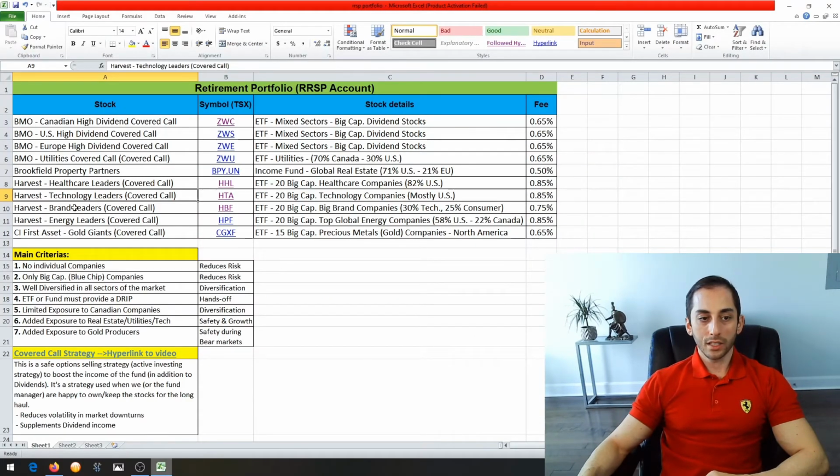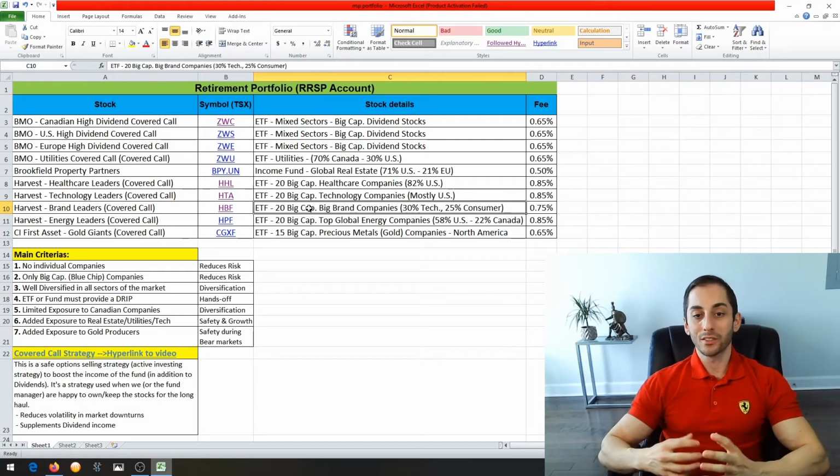The next fund is pretty cool. It's called the Brand Leaders Fund. So this is 20 big cap companies that really have big and powerful brands. So most of them are in the US, a lot of technology and consumer companies in there.